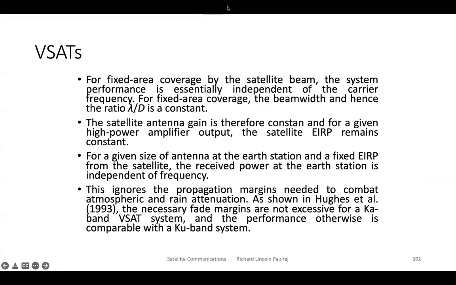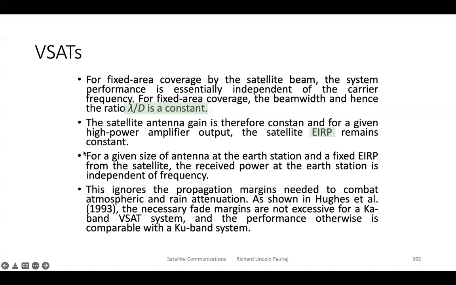And the other important thing here is with regards to the effective area. When I say effective area, it comes down to lambda by d constant. This is nothing but the wavelength, and d is nothing but the diameter. So depending on these two factors, we make sure that the effective aperture plays an important role in receiving and transmitting a signal. The satellite antenna gain is therefore constant, and given a high amplifier output, the satellite EIRP remains constant. So as much as possible, we want to make sure that the EIRP remains constant.